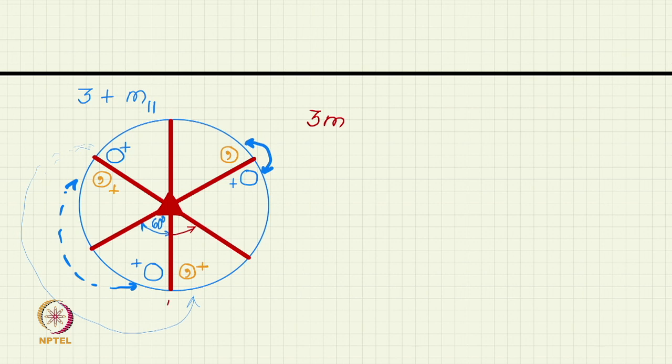So, if I call this mirror as my first mirror and I give it a 120-degree rotation, I get this as the second mirror. From here I go to 120-degree, I get that second mirror. Then if I give another 120-degree rotation, I get that third mirror.